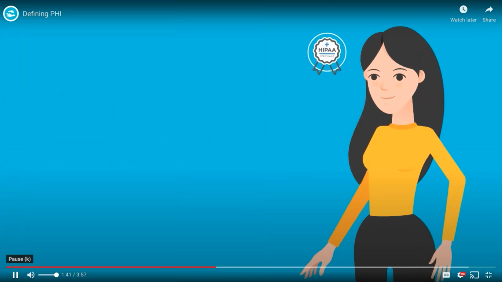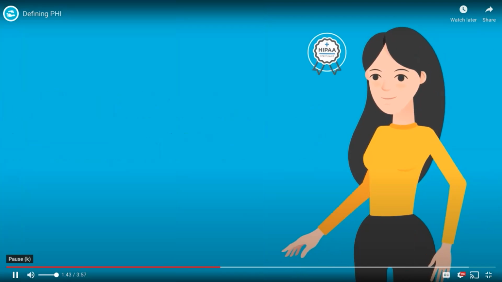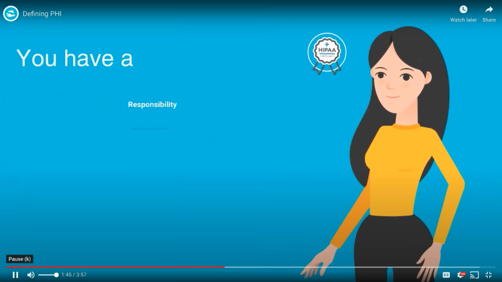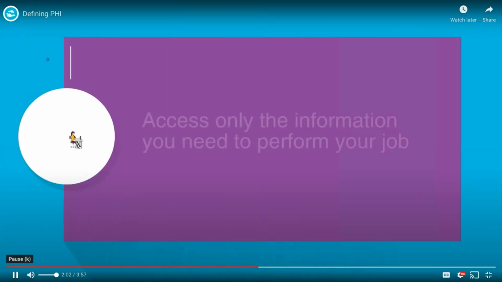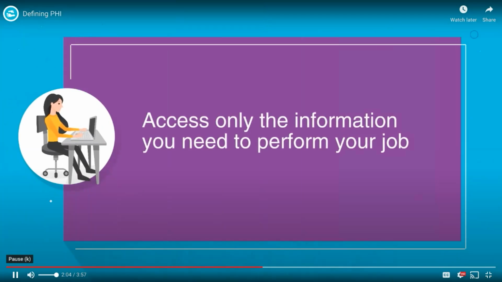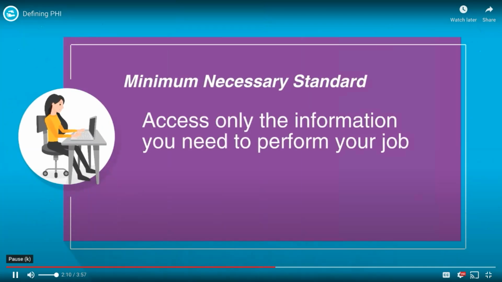As an employee of a HIPAA-covered organization, it is your responsibility to make sure that a patient's PHI stays protected. You must always do what you can to make sure PHI is never seen by anyone who does not have permission to view it. Make sure to follow these basic guidelines to properly handle PHI. Access only the information you need to perform your job. Never open or read PHI that you do not need. This practice is known as the minimum necessary standard.